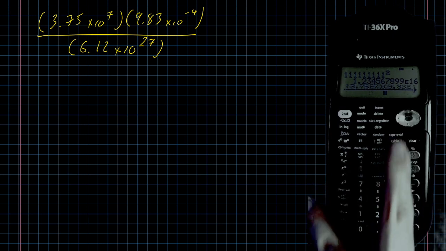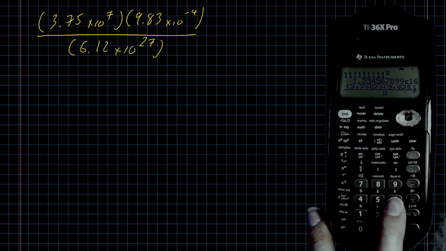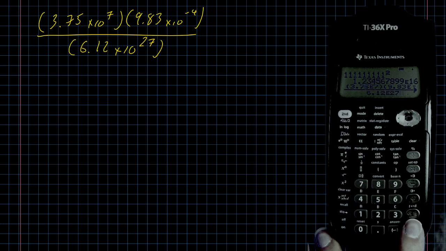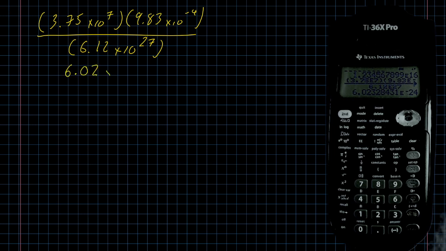Then I move down to the denominator, and I've got 6.12 times 10 to the 27 power, and my calculator will tell me that is 6.023 etc. times 10 to the negative 24. All of these values had 3 significant digits, so I round my result to 3 significant digits, and I will write it in as 6.02 times 10 to the negative 24 power.